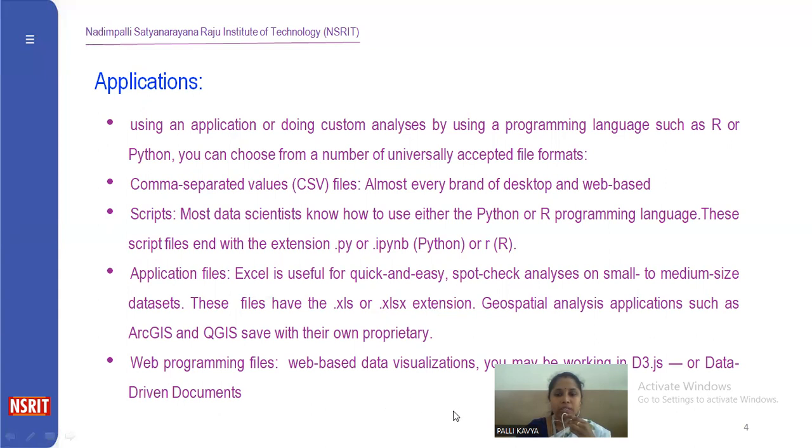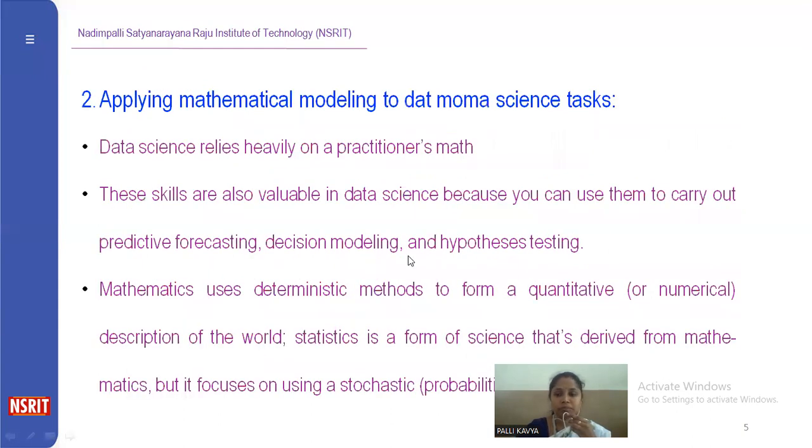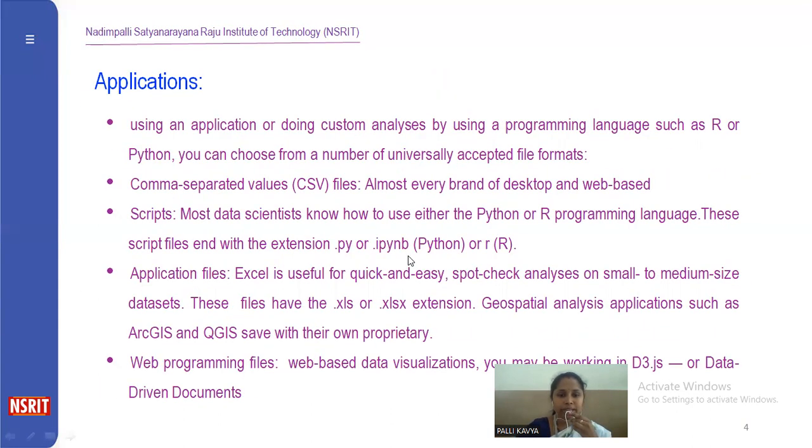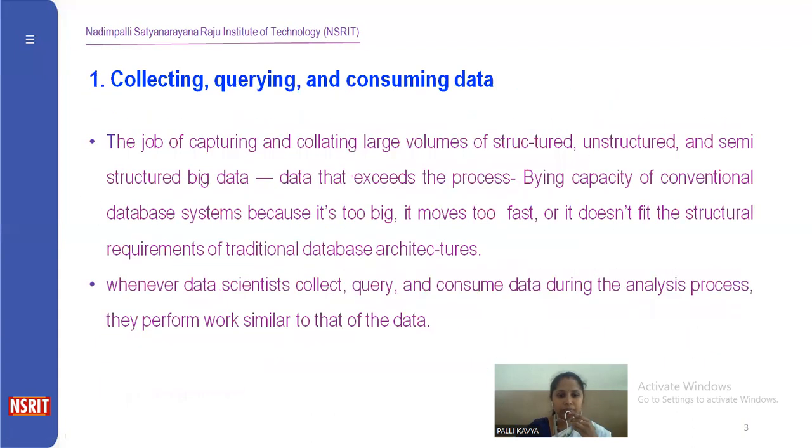Next, there are other types of web programming files, mainly for data visualization, and these have the extension .d3.js. And next we are going to discuss.